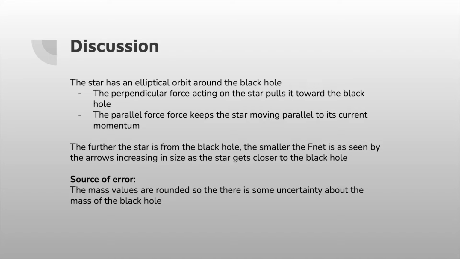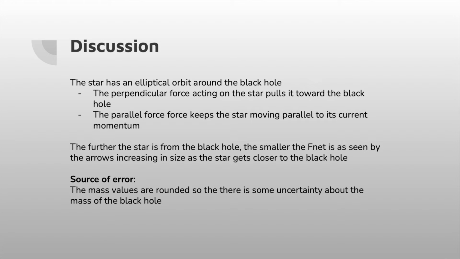The star takes an elliptical orbit around the black hole. The perpendicular force acting on the star pulls it towards the black hole. The parallel force keeps the star moving parallel to its current momentum. The further the star is from the black hole, the smaller the F net is, as seen by the arrows increasing in size as the star gets closer to the black hole. A possible source of error is that the mass values are rounded, so there is some uncertainty about the mass of the black hole.